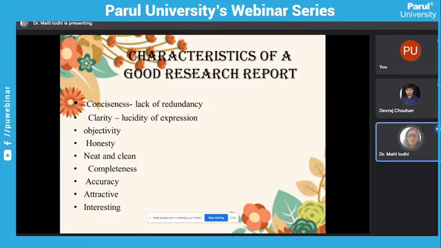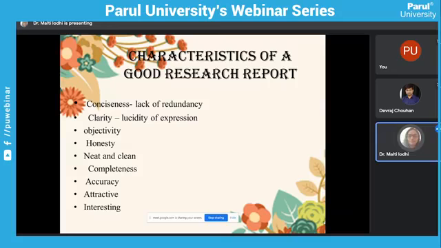Then objectivity. This is the main characteristic of our research, that it should be objective. Whatever objectives or aims you have set, only that you have to present. Then honesty. Whatever research methods you have used, during the data collection, during the selecting of the sample, you must maintain your honesty, and your research report should be honest.